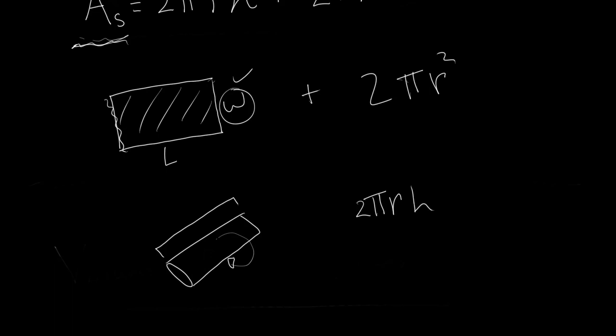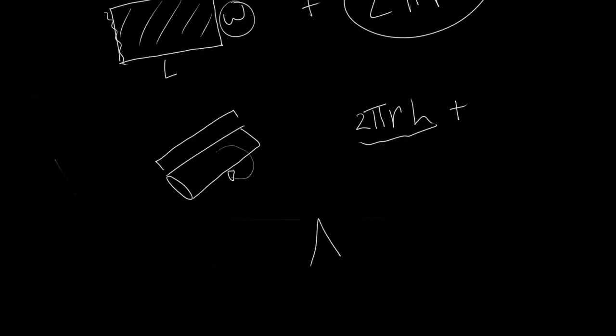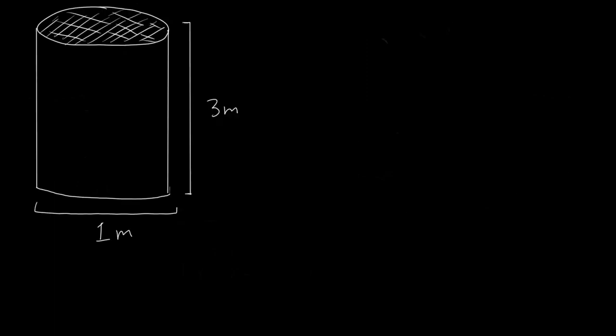And again, to sum this all up, the surface area of the entire cylinder is going to be equal to this term plus this term. And that's how we get area to be 2 pi r h plus 2 pi r squared. So let's try to work on this example, the same as the last video. We have a cylinder with the base 1 meter and the height as 3 meters.